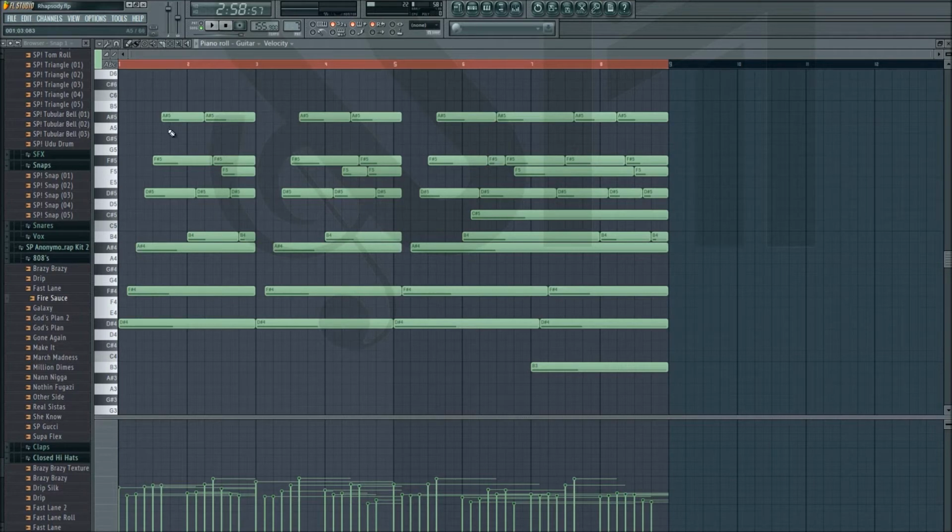Take a listen to the difference between the second ending on the second half of measure 2 and then the second half of measure 4. They're quite different. See that? It already gives you a variation.